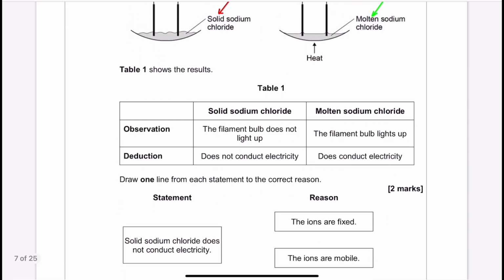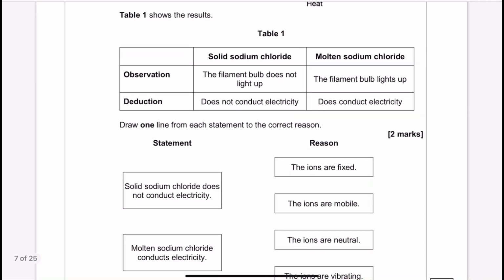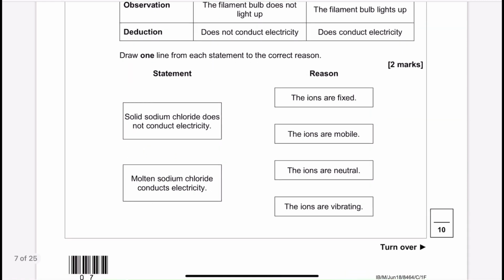Draw one line from each statement to the correct answer. The statement is given here, the reason is given here. Solid sodium chloride doesn't conduct electricity. In solid sodium chloride, the ions are not free, so current cannot flow through. So it means the ions are fixed.